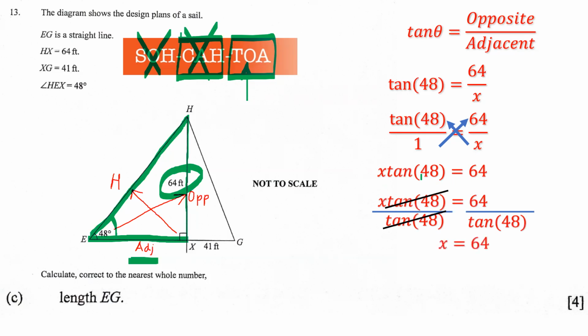And so we get that x is equal to 64 divided by tan 48. You can put this inside of your calculator. 64 divided by tan 48, which is going to be 57.6258584. All right, now we want it correct to the nearest whole number.